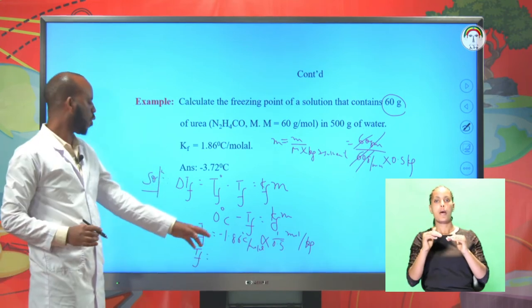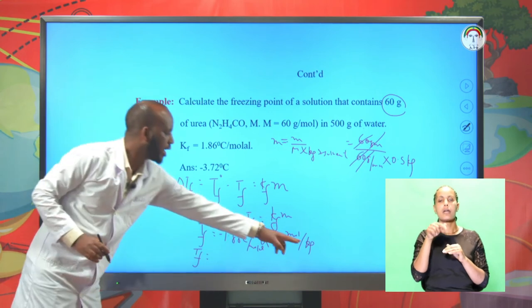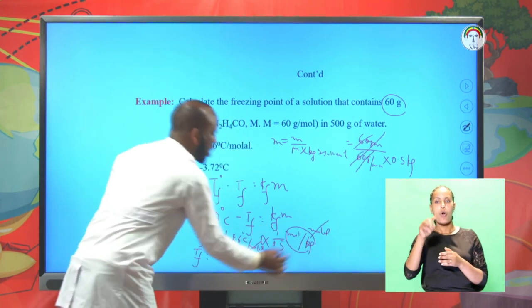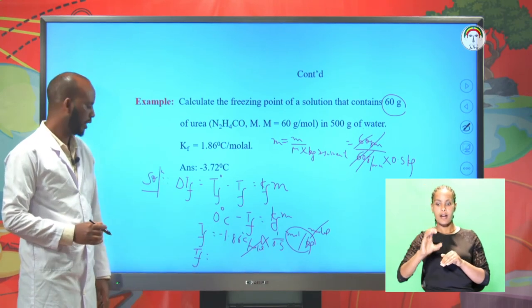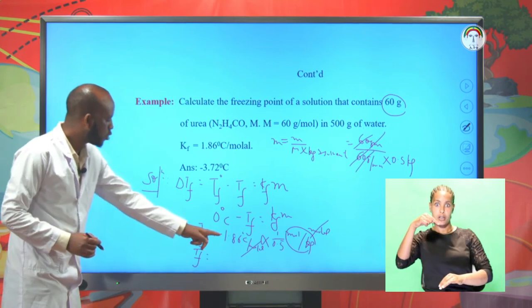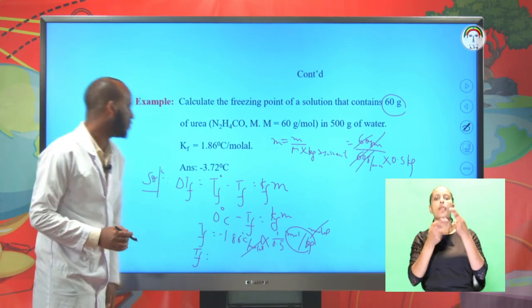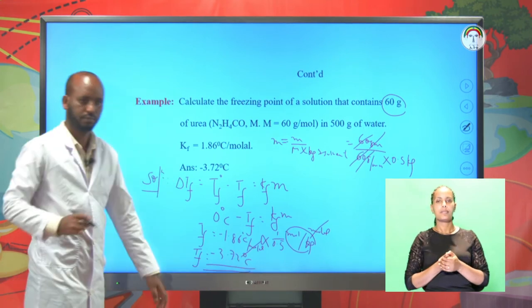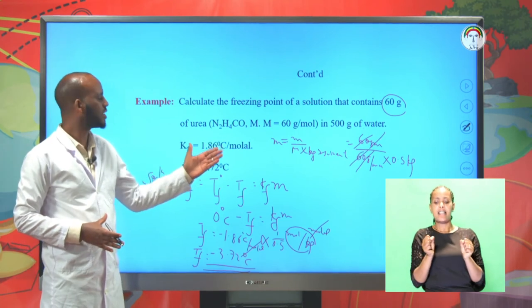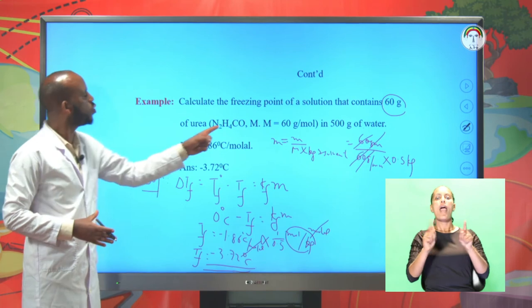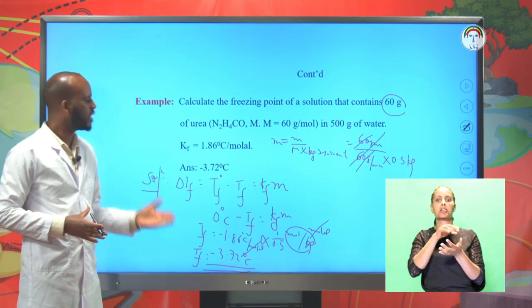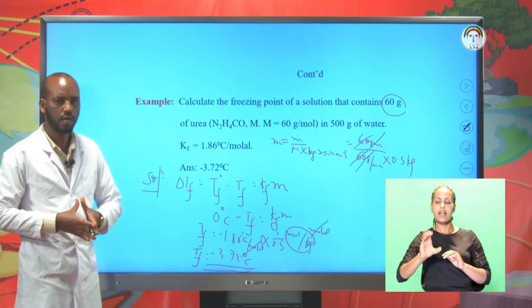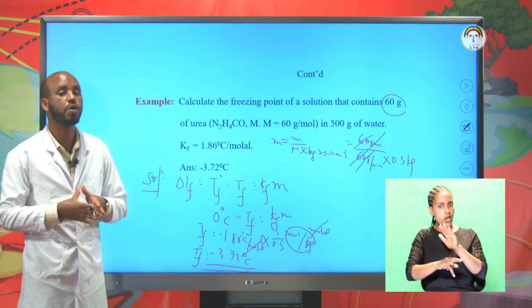Tf equals minus 1.86 degrees centigrade per molar. Mole per kg is molar. Now molar will be cancelled by molar. We are left with degree centigrade, which is the unit of temperature. Therefore, minus 1.86 degrees centigrade times 1 over 0.5 is minus 3.72 degrees centigrade. You see, water freezes at 0 degrees centigrade. When urea dissolves in it, freezing point of the solution becomes minus 3.72 degrees centigrade. Therefore, freezing point of the solution is lower than that of a pure solvent.